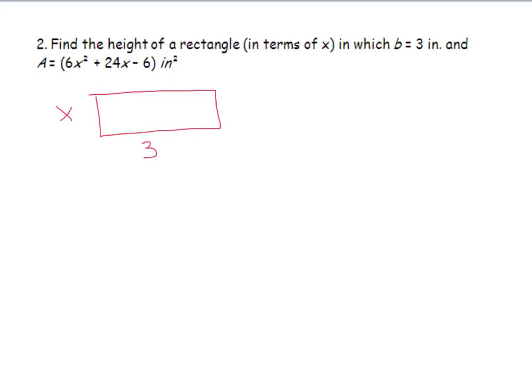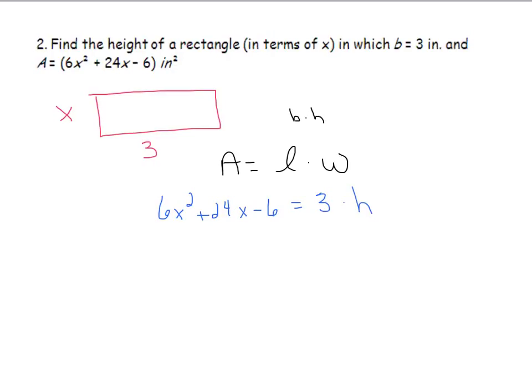Okay? Now remember, if I give you area and I give you rectangle, you're probably going to want the formula for the area of a rectangle. Remember, area equals length times width, or if you want, base times height. Okay? So let's plug in what we know. We know that the area is 6x squared plus 24x minus 6. And I know that my base is 3, and I have to find the height or the width here, right?